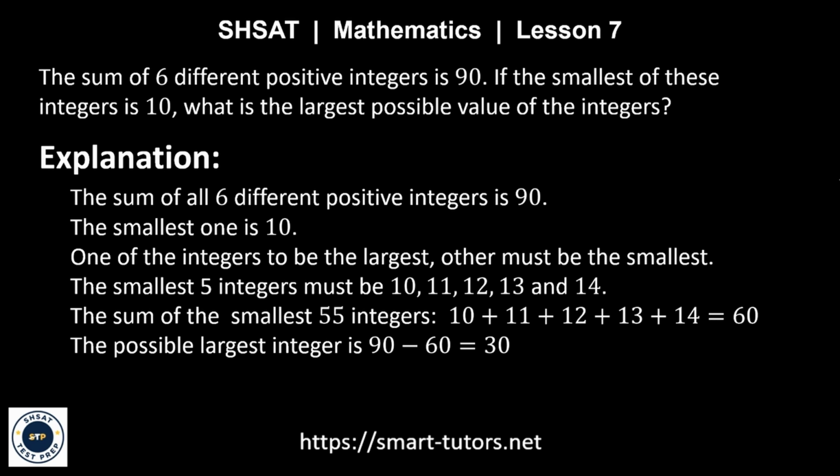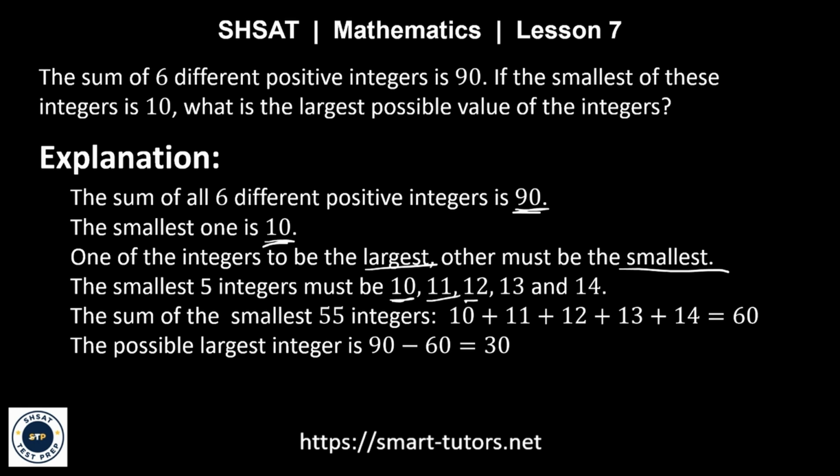The sum of 6 different positive integers is 90. If the smallest of these integers is 10, what is the largest possible value of the integers? So the sum of all 6 of the different positive integers is 90, and the smallest one is 10. So if one of the integers is the largest, the others must be the smallest. So we can pick the smallest 5 integers possible. Since they told us the smallest is 10, we can pick 4 others that would be slightly bigger than 10, but as small as possible.